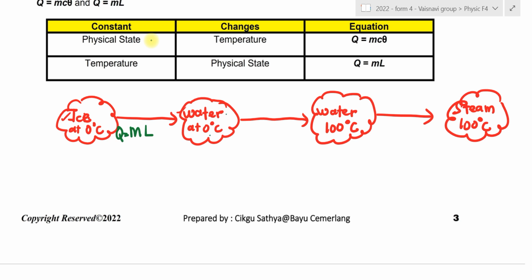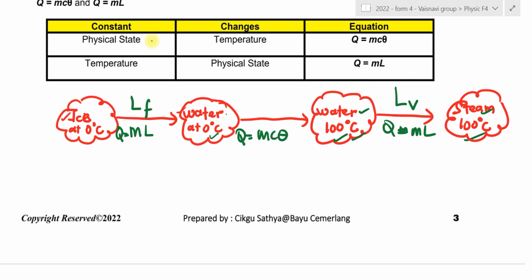Sekarang 0 degree Celsius to 100 degree Celsius. Temperature berubah mesti MC theta. Dekat sini kita guna pakai MC theta. Di sini water becoming the steam. Matter change but the temperature does not change. ml lah. Sebab di sini kita panggil latent heat of fusion. Dekat sini latent heat of vaporization. Boleh faham?